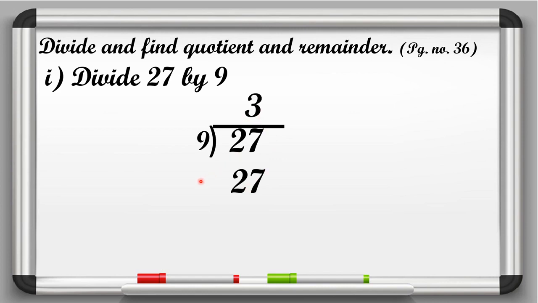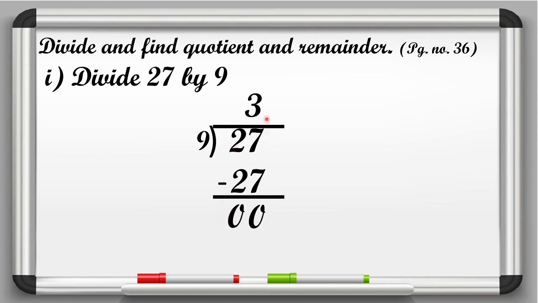ठीक है. So now we have to subtract it. So 7 minus 7, पहले हम ones place को subtract करते हैं बेटा. So 7 minus 7 is equal to 0. So here we will write a 0 at ones place. And 2 minus 2 is also equal to 0. So here we will write a 0.